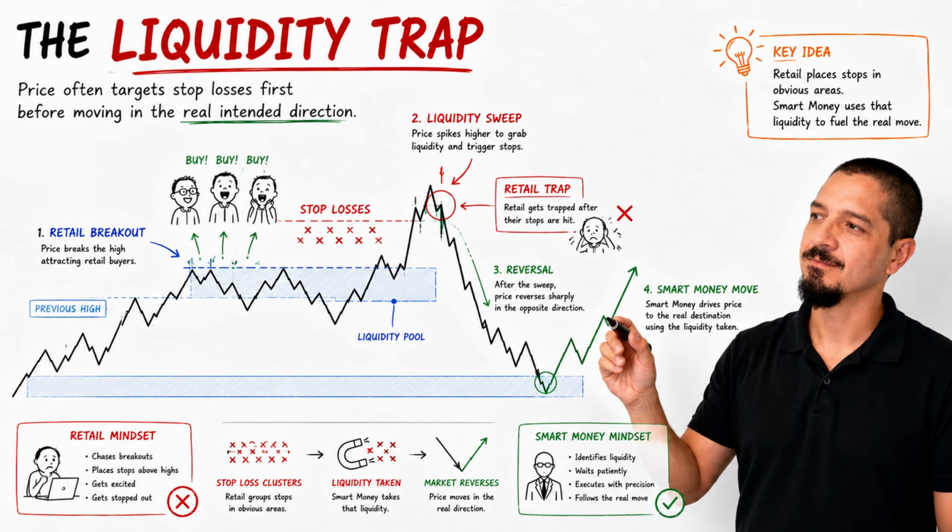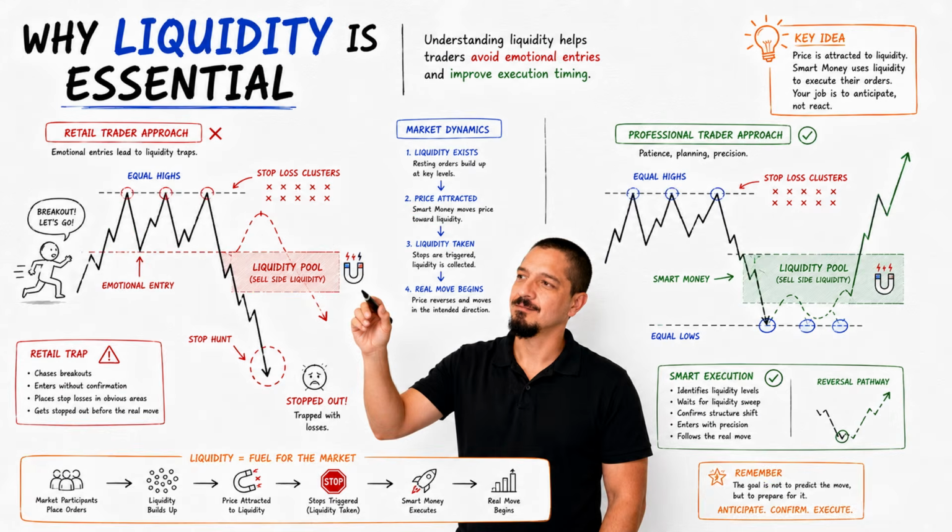From a retail perspective, this can feel like manipulation, as price creates moves that appear clear, only to reverse after taking liquidity. This creates a common trap. Many traders believe they are positioned correctly, but the market moves into their stop losses first, takes that liquidity, and only then continues in the expected direction. For a trader aiming for consistency, identifying liquidity on the chart is not optional.